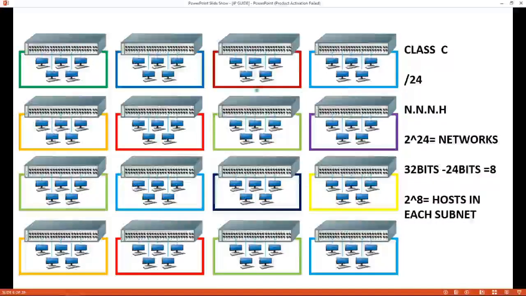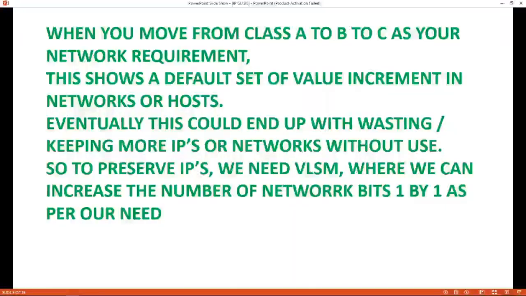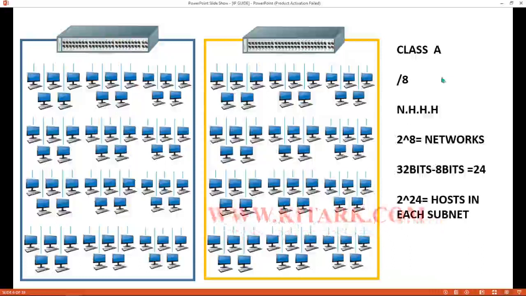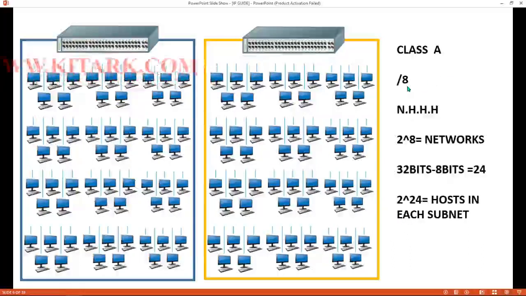Each PC connected to a switch can communicate with its neighbors connected to the same switch, not to the other switches. For example, let's say you have a requirement to increase your network from class A. If you want to increase your networks, you can go for class B. So from class A you change your slash 8 into slash 16.